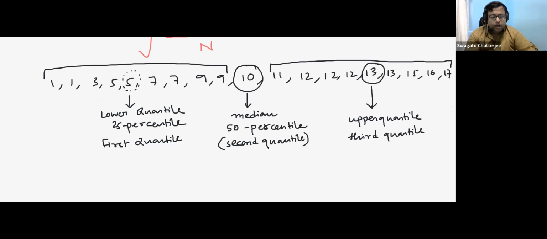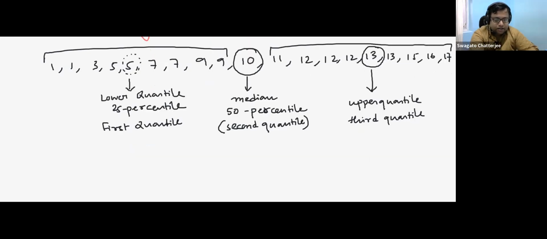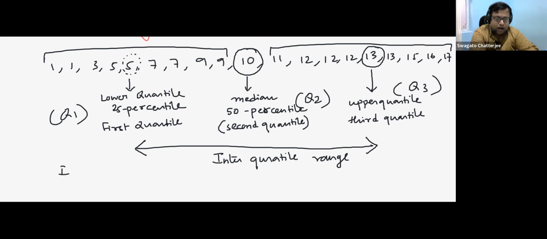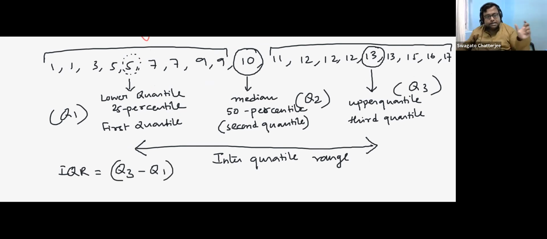One way of defining dispersion is this interquartile range. This is named Q1, this is Q2, and this is Q3. So IQR, the interquartile range, is Q3 minus Q1. This is often used as a measurement of dispersion, more so when the data is skewed, when mean and standard deviation cannot be used.